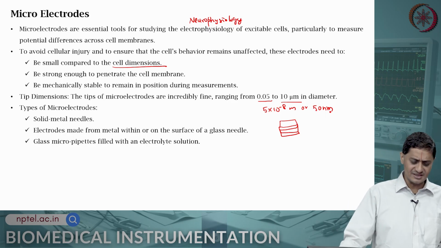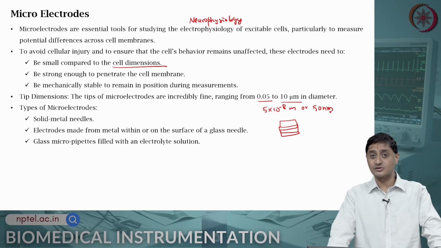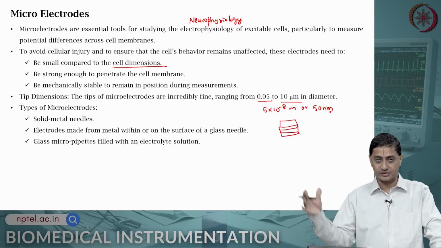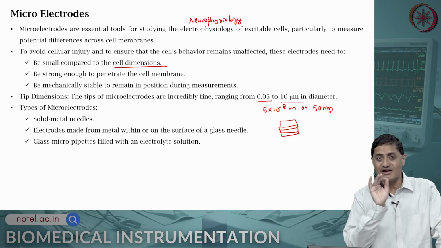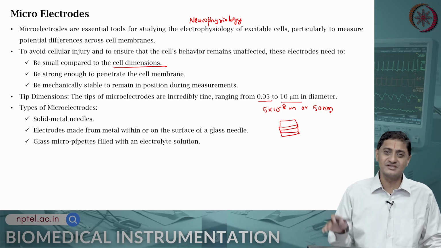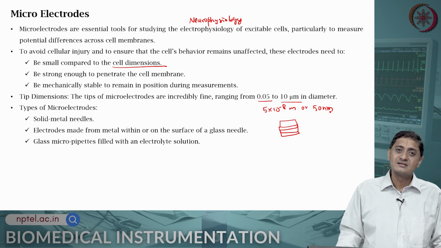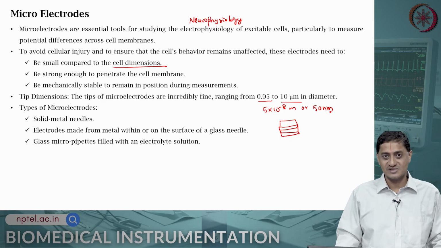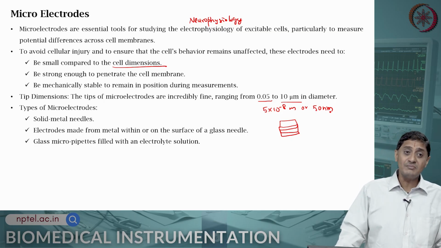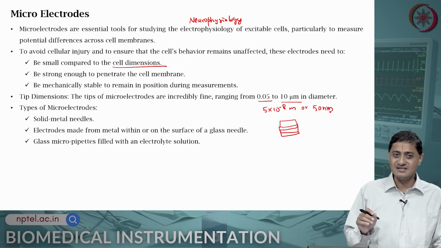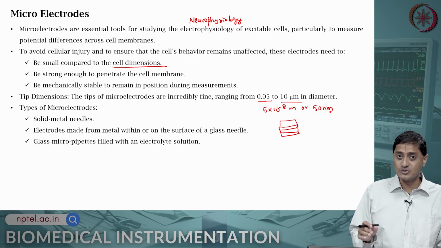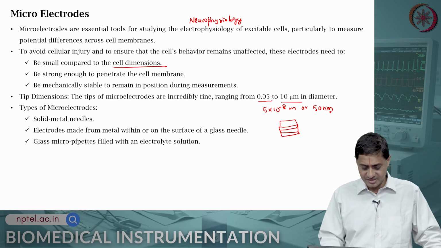microelectrodes. And there are 3 distinct types. One is the solid metal electrodes, those that are metal throughout, and those that are made from metal within or on the surface of a glass needle. I have a glass needle and inside I have coated it with metal or salt of a metal. It can be silver chloride coating, that is possible, or it can be a micro pipette of nanoscale size that is filled with an electrolyte solution, using which I can measure.